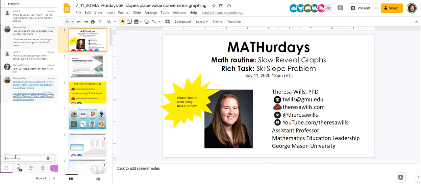Today we're going to take a look at a math routine called slope reveal graphs, and then we're going to jump into a rich task all about a ski slope problem.